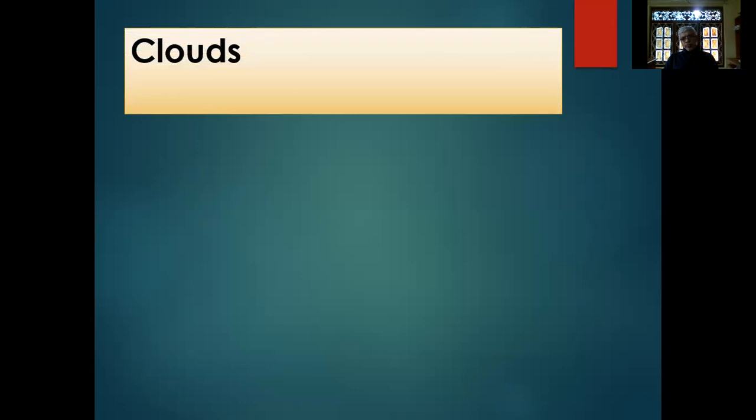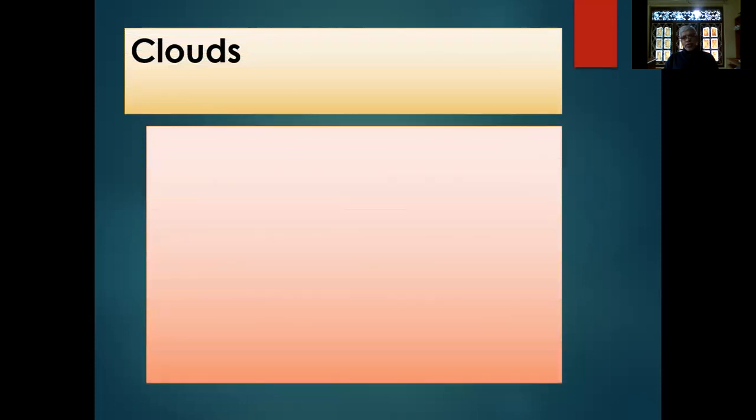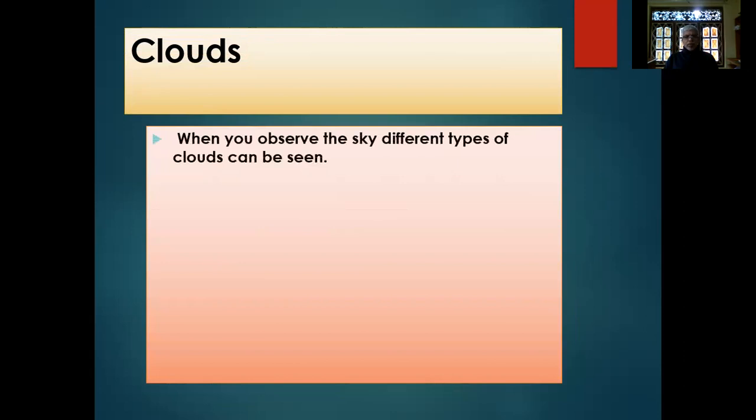Then clouds. The importance of clouds I discussed earlier. When you observe the sky, different types of clouds can be seen. These clouds form at different levels in the sky. From the clouds, actually, the nature of the day can also be understood, because when the sky is full of clouds, the day becomes somewhat warm, gloomy. Because usually cloudy days are warm.